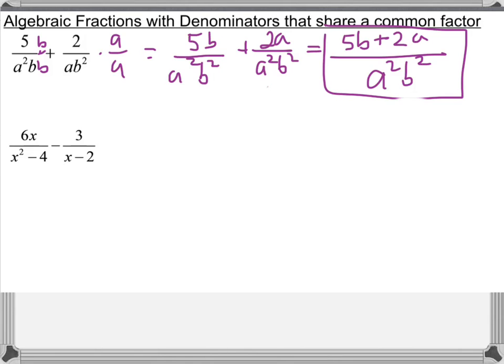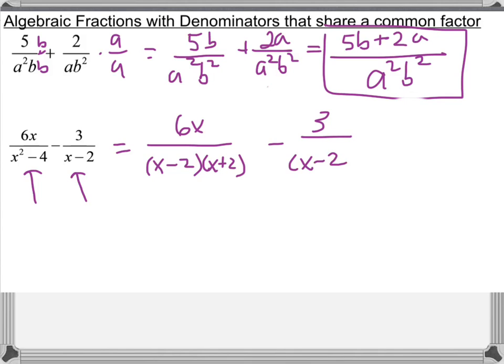Okay, for this next one, I say that these two denominators have a common factor because if you factored x squared minus 4 into factors, you would have, so we have 6x over, now this is x minus 2 and x plus 2, minus 3 over x minus 2. So these are the two things I'm trying to subtract. Now if you notice, this has an x minus 2 and x plus 2, and this only has an x minus 2. So if I multiplied the second fraction by x plus 2 over x plus 2, I'm going to get the common denominator of x minus 2, x plus 2.